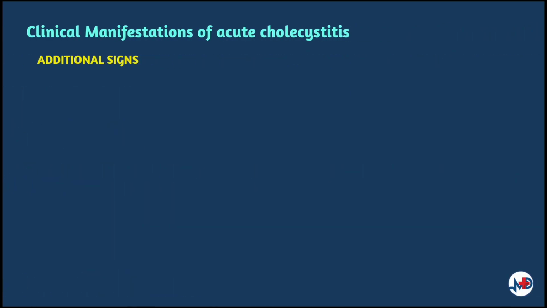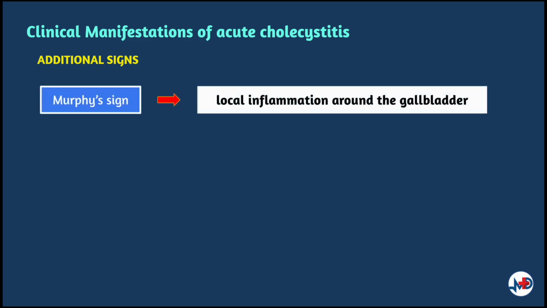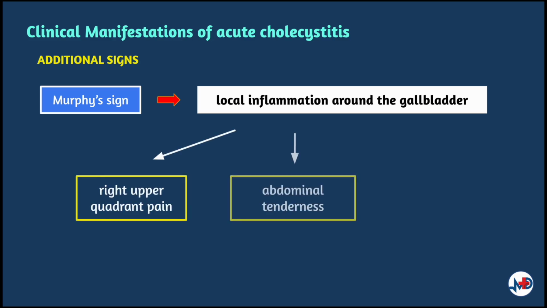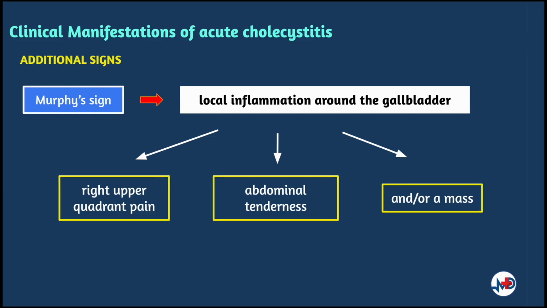Here you will frequently encounter the term Murphy's sign. Murphy's sign is the maximal abdominal tenderness from pressure during palpation or examination over the right upper quadrant. It is a sign of local inflammation around the gallbladder along with right upper quadrant pain, tenderness, and or a mass.